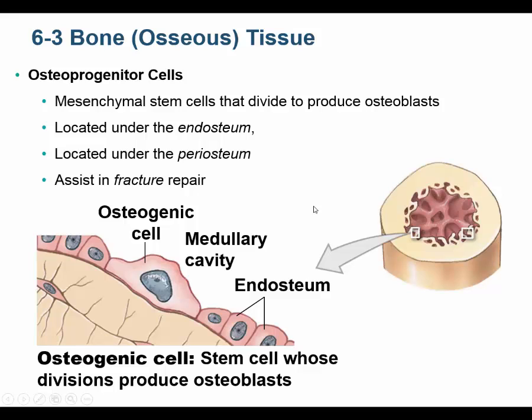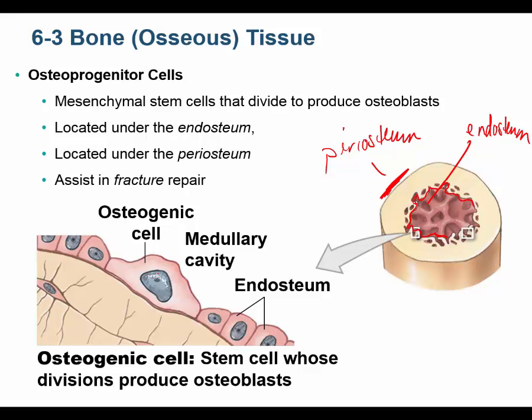All right, osteoprogenitor cells. These are found underneath the periosteum and the endosteum of a bone. So what I have here is a periosteum covering this bone out here, and an endosteum covering this bone in here. So I have an endosteum covering my medullary cavity, and a periosteum surrounding the entire bone. Osteoprogenitor cells, also known as osteogenic cells, are found between the periosteum and the bone, and they're found interspersed within the endosteum.